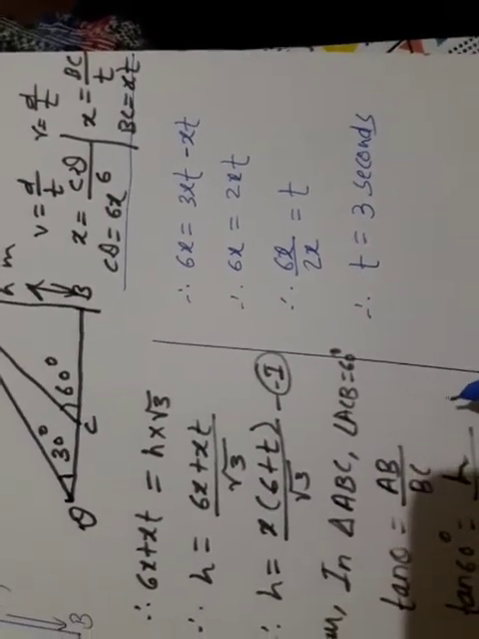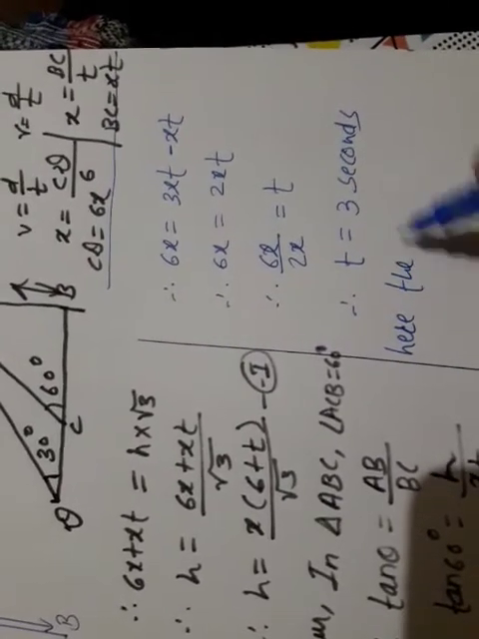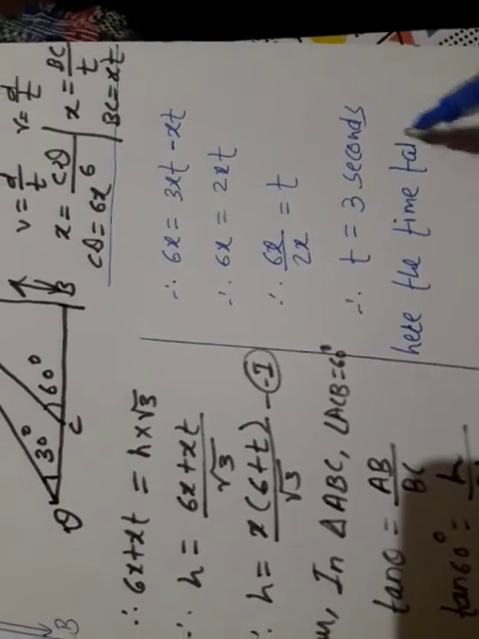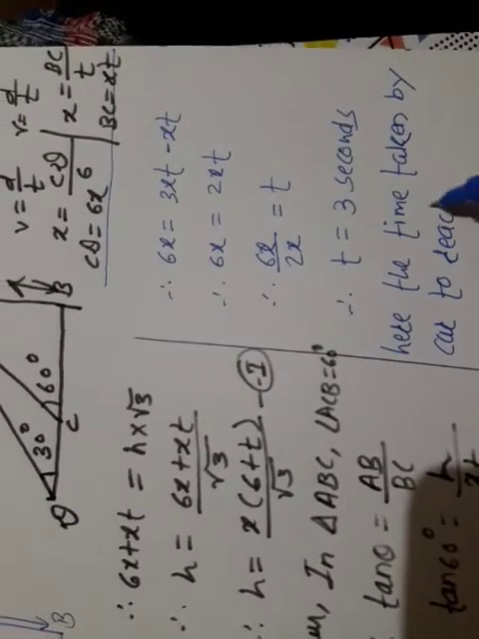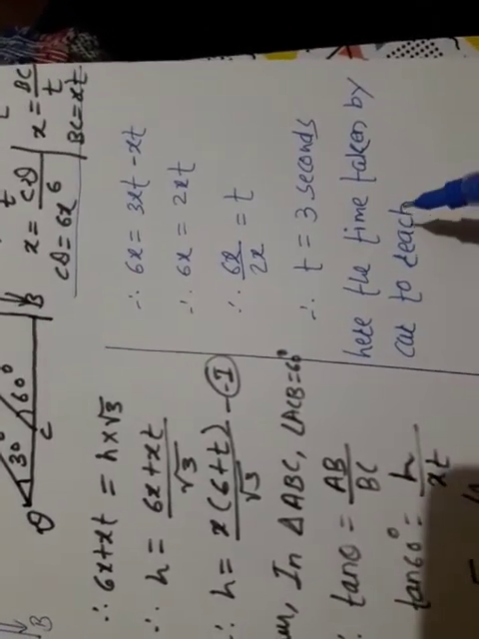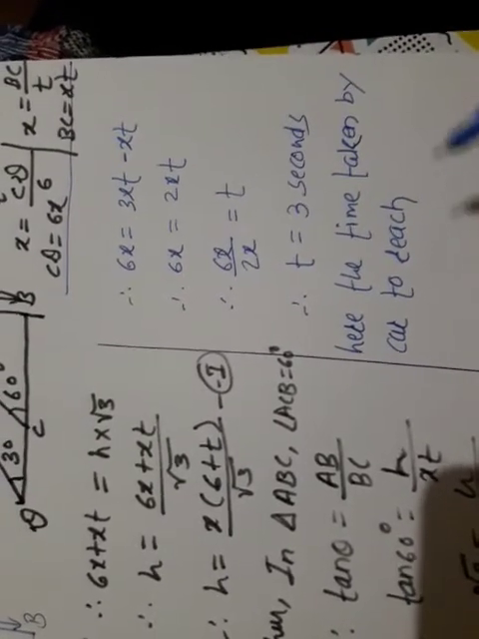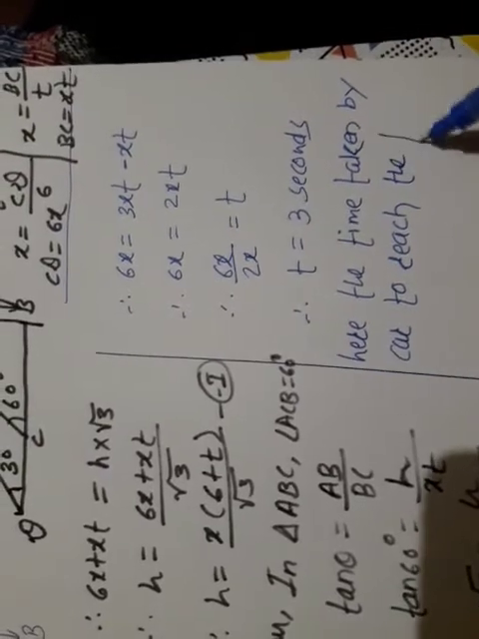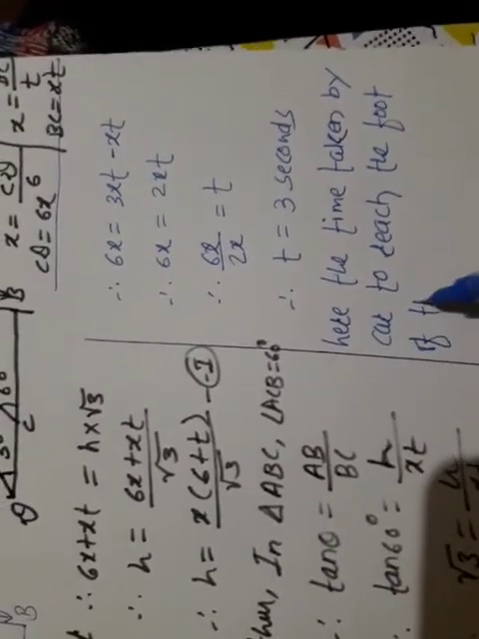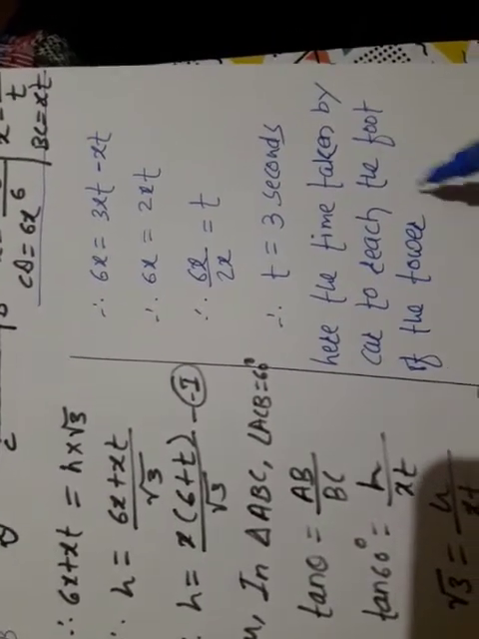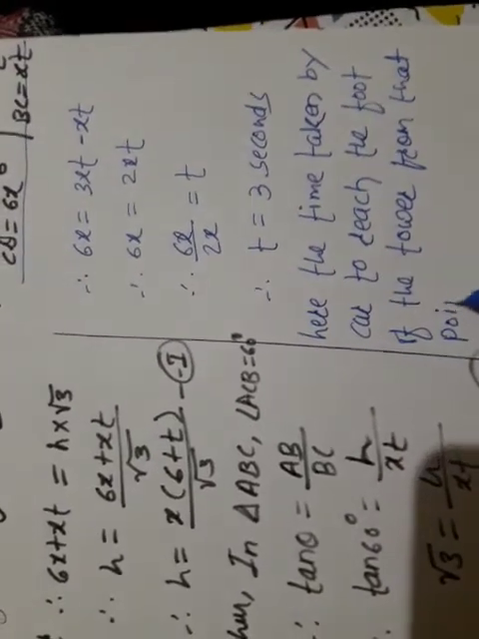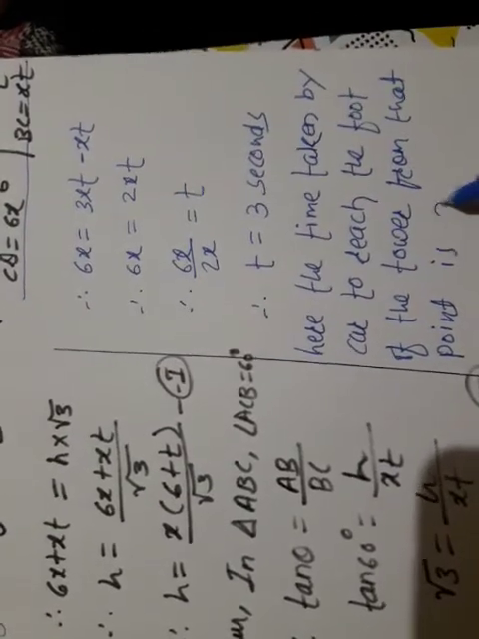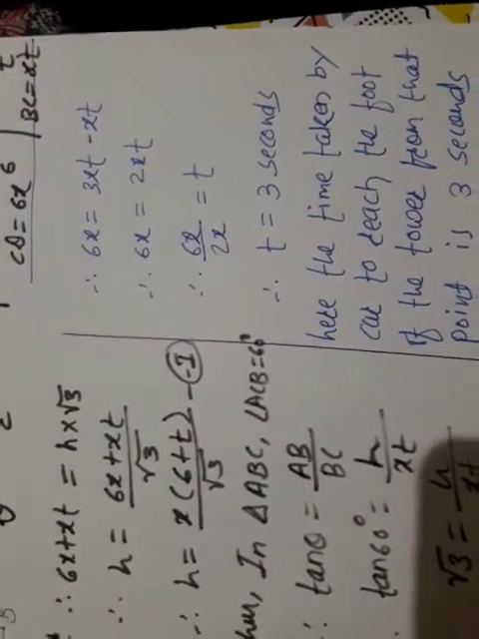Okay, it means here the time taken by the car to reach the foot of the tower from that point is how many seconds? 3 seconds. Got the idea? This is the slightly different part of this example.